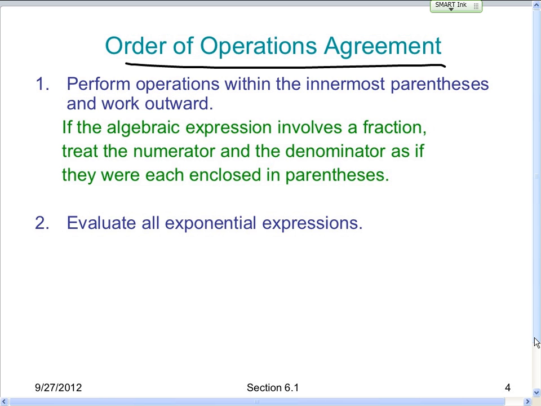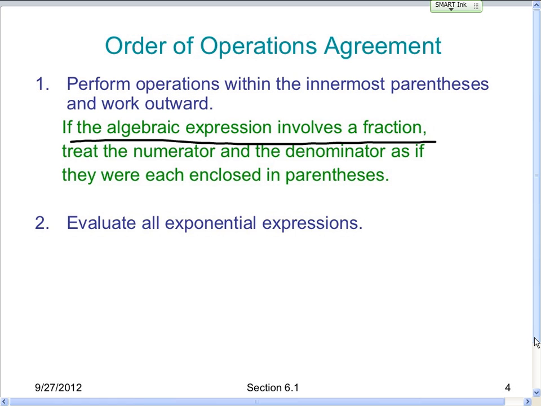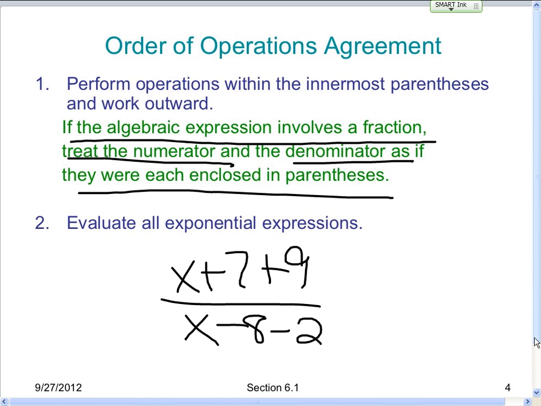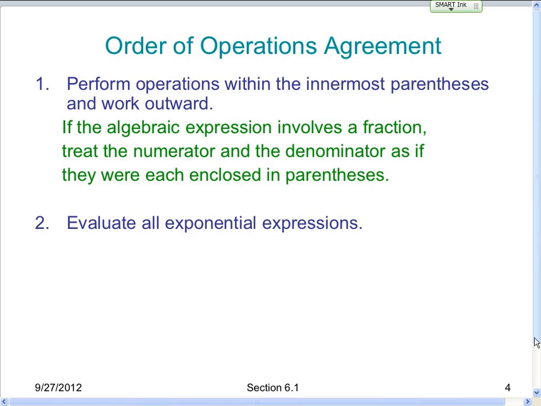Order of operations. Perform operations within the innermost parentheses and work outward. If you have a fraction, treat the numerator and the denominator as if they were enclosed in parentheses. In other words, if I have x plus 7 plus 9 over x minus 8 minus 2, you can pretend that the numerator has parentheses around it and the denominator has parentheses around it.